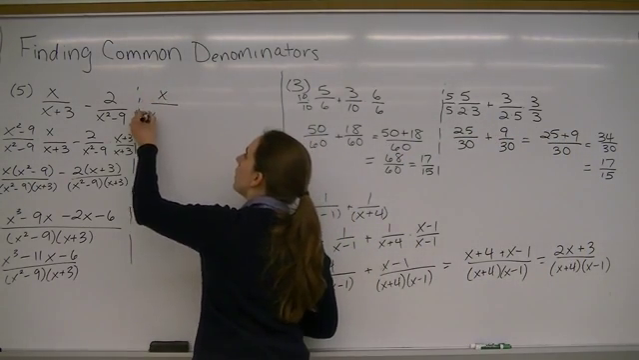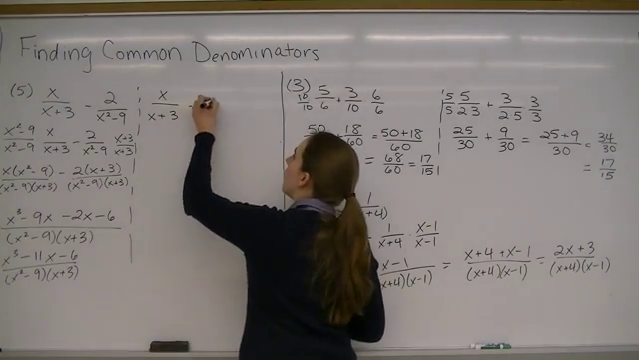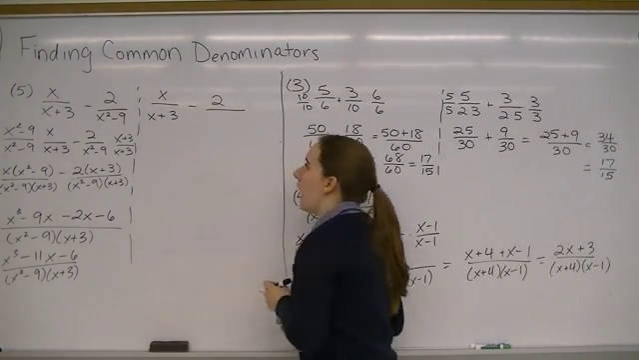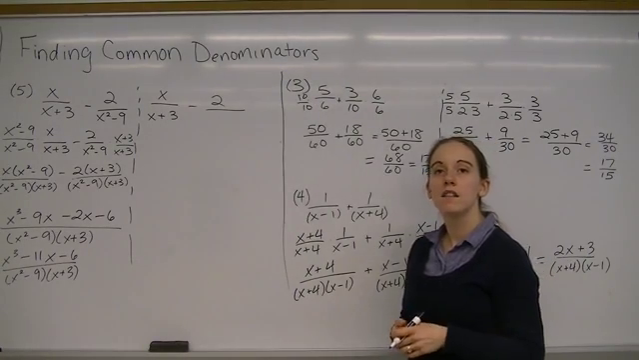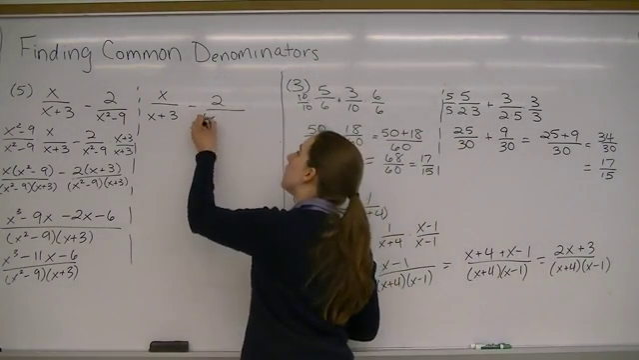So let's do the least common denominator way now. So x plus 3 can't be factored, that's all set, but x squared minus 9 is the difference of two squares.